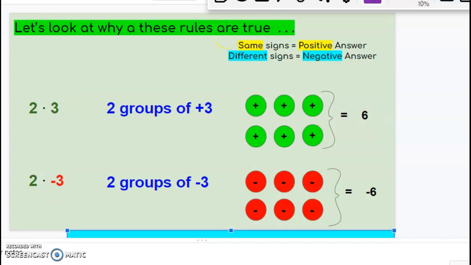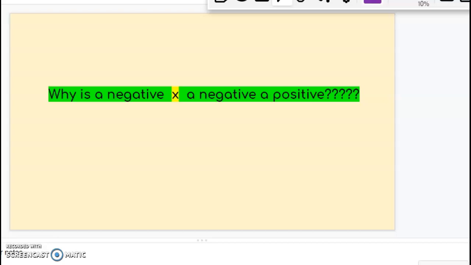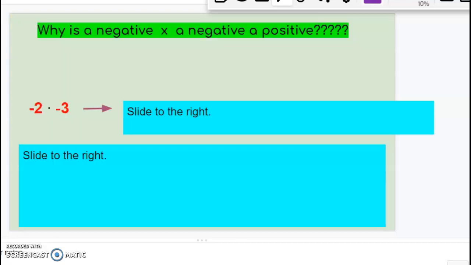All right, now let's look at this. We know that when the signs are the same, the answer is positive. Okay, so it makes sense that two positives make a positive. But why is a negative times a negative a positive? Okay, I'm telling you to just memorize it. However, I want to show you why. A negative times a negative equals a positive.